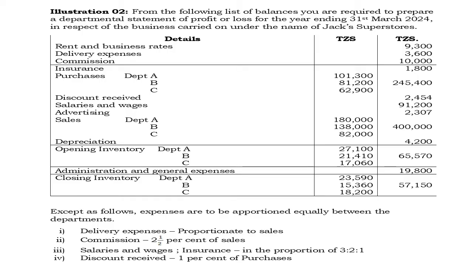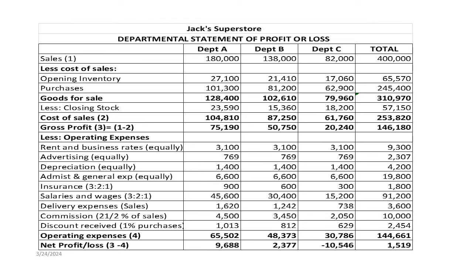For salary and wages and insurance, let us use the proportion given, that A will have 3, B 2, and C 1. But again, discount received will be 1% of purchases. So it will be 1% of purchases. So by using this information, we can prepare the departmental statement of profit or loss.